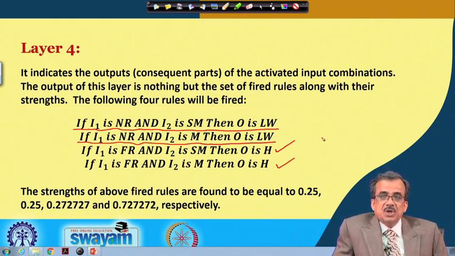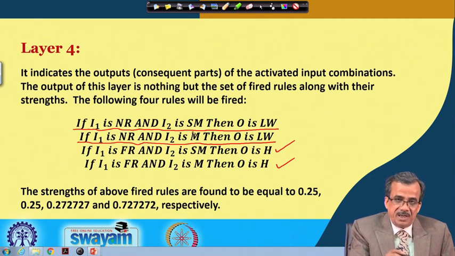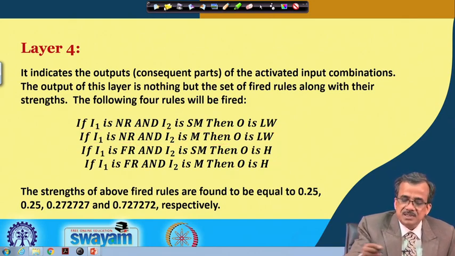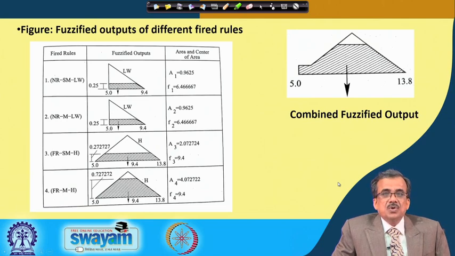Now, what you will have to do is find out the firing strength of each of these particular rules, and that firing strength we have already determined as the output of layer 3. And once you know this firing strength, we are in a position to find out what should be the fuzzified output for each of the fired rules.